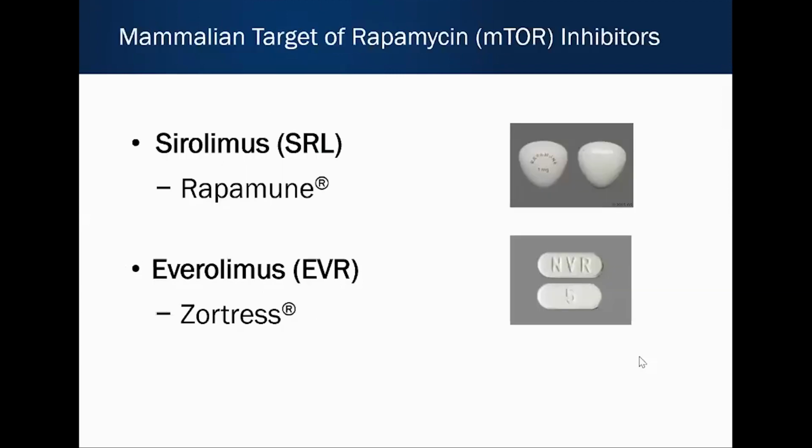Switching then to our mTOR inhibitors, so we have two, sirolimus and everolimus. Sirolimus is the brand name Rapamune, and then everolimus is the brand name Zortress.